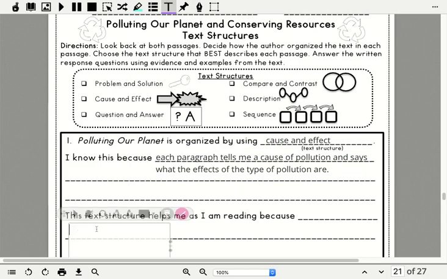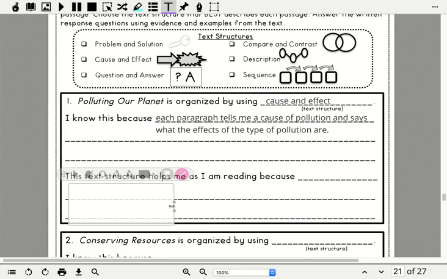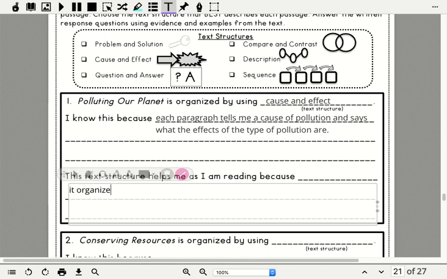reading because it organizes the text into a way to easily understand what pollution does to the environment.